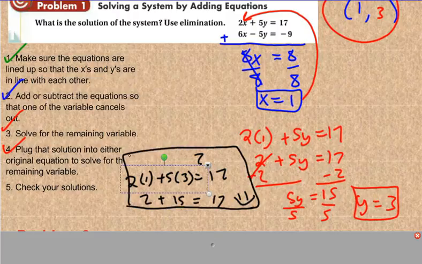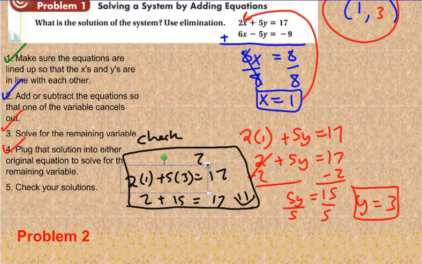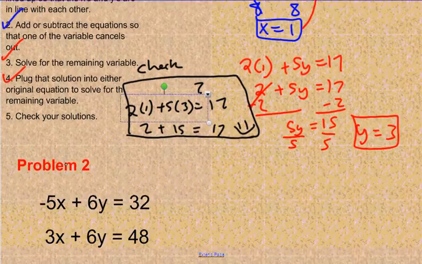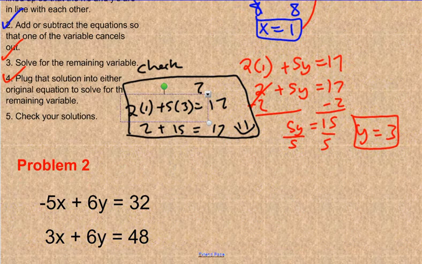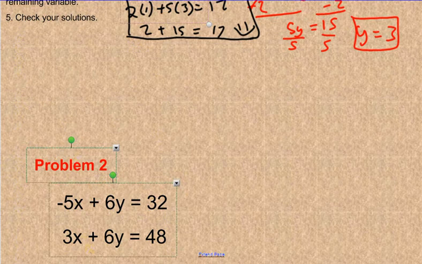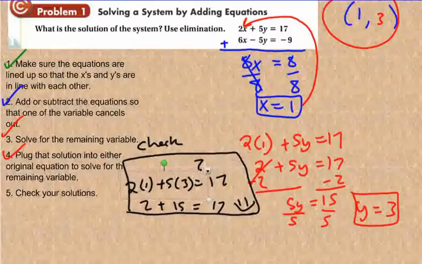So this is step 5. Check. I'm going to go over here. Well, we'll just move everything down a little bit. Make some room. Alright, let's finish this one up here. Check the second part.